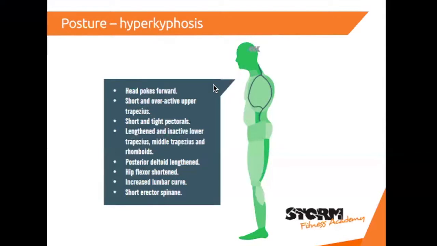So if you look at the list there, the other bits we have mentioned is you'll get a posterior deltoid lengthened. So that's the rear deltoids. They can be slightly longer because they're constantly being stretched when you're sitting in front of a computer. You might get that increased lumbar curve as well, and short erector spinae. So my advice to anyone with that condition is to try not to be sedentary, stretch the pecs and the anterior deltoids, and work the posterior deltoids and the shoulder retractors, which is basically your traps and lats.